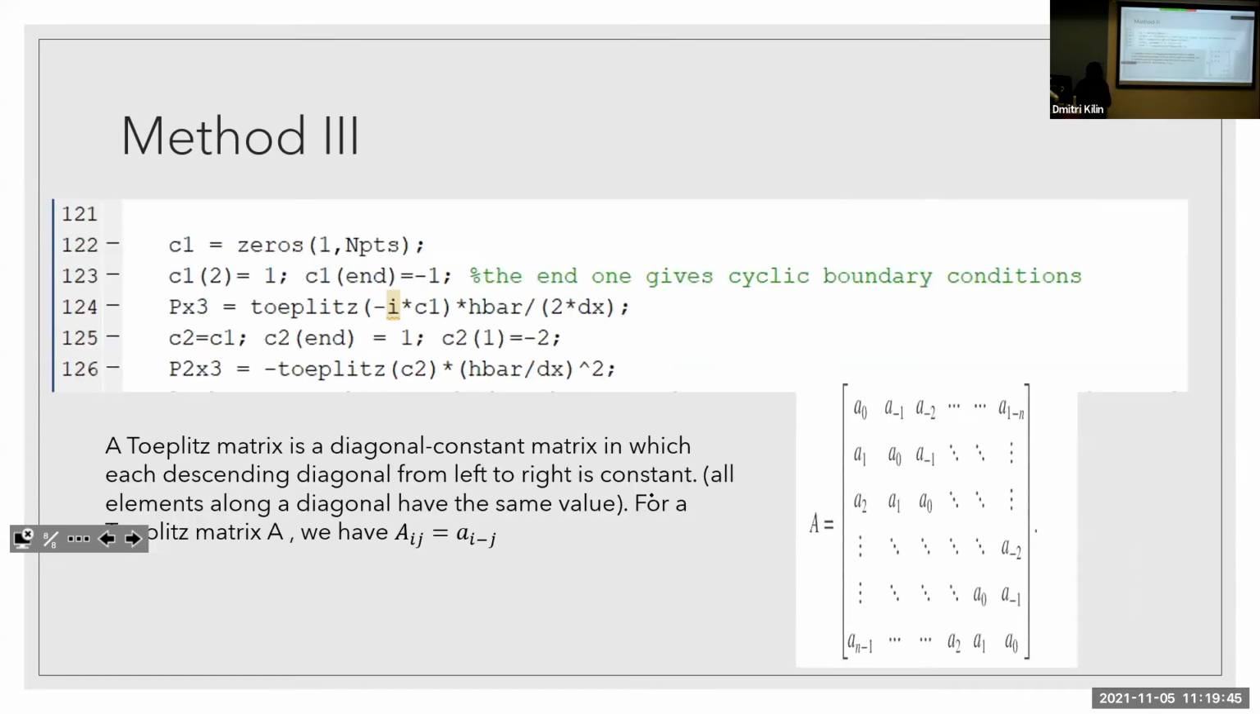And then in method 3, we use a Toeplitz matrix, which is basically a diagonal matrix in which all elements have the same values. So in method 3 we convert it into a diagonal matrix, and then we plot that, right? Yeah.